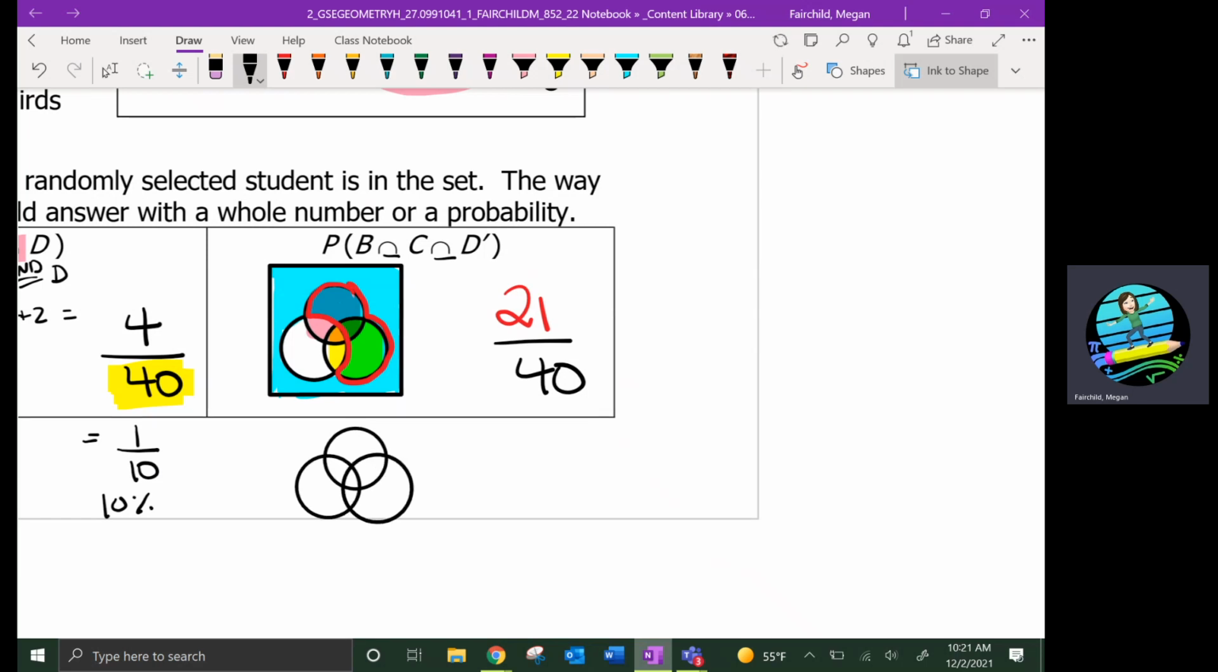All right, please do the homework. Please practice this. It's very confusing if you don't do the practice of it.